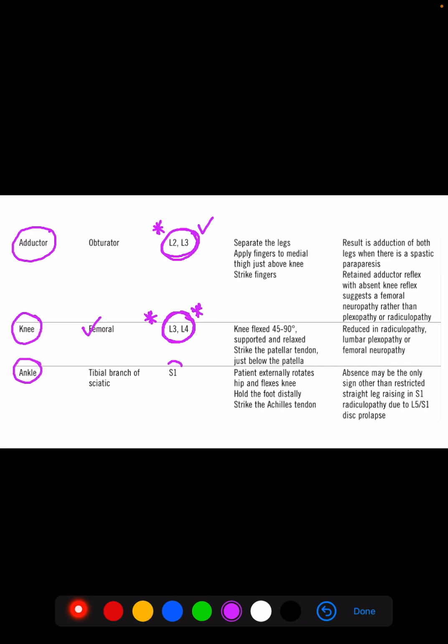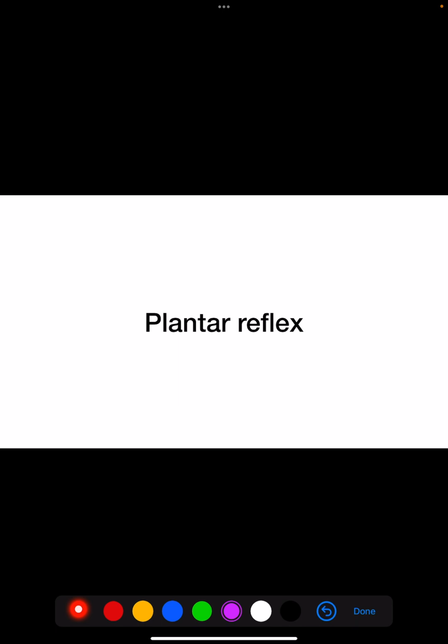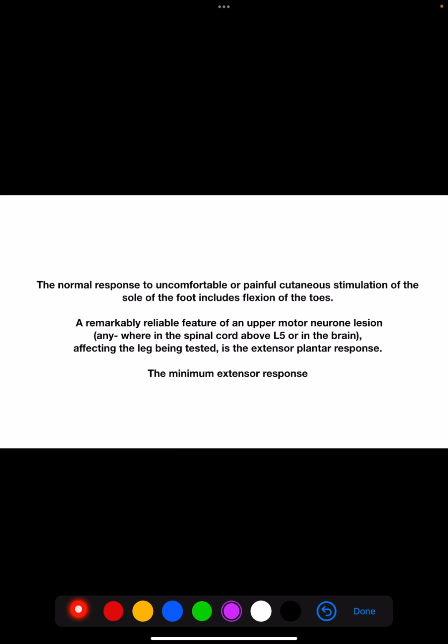Ankle reflex root value is S1. This is by the tibial branch of the sciatic nerve. The ankle reflex root value is S1, knee reflex root value is L3, L4, and adductor reflex root value is L2 and L3. And then coming to the plantar reflex.